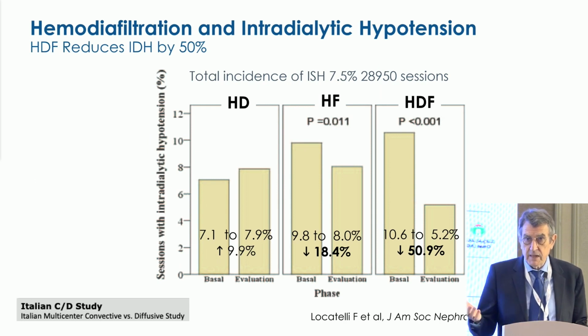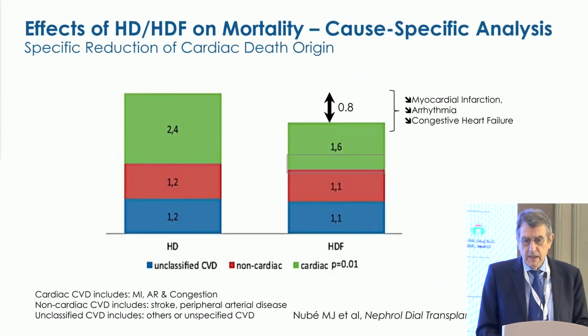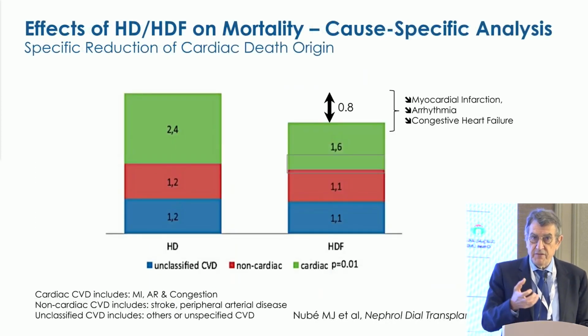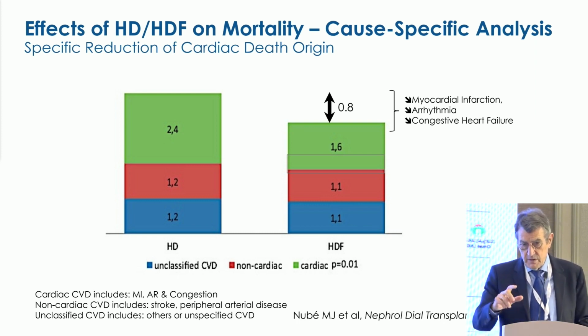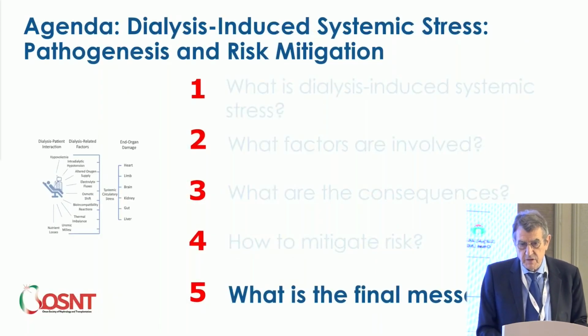Hemodiafiltration is a technique which has a beneficial effect, reducing hypotension by 50%. That study was performed 12 years ago. And again, looking at the beneficial effect of hemodiafiltration, we know, exactly as I show in this cause-specific analysis, that the reduction is linked to the cardiac element. Arrhythmia is reduced, and ischemic insult and congestive heart failure are minimized with hemodiafiltration.